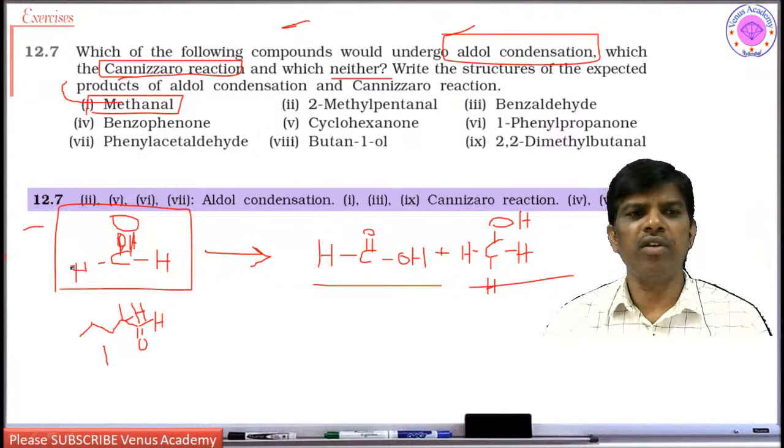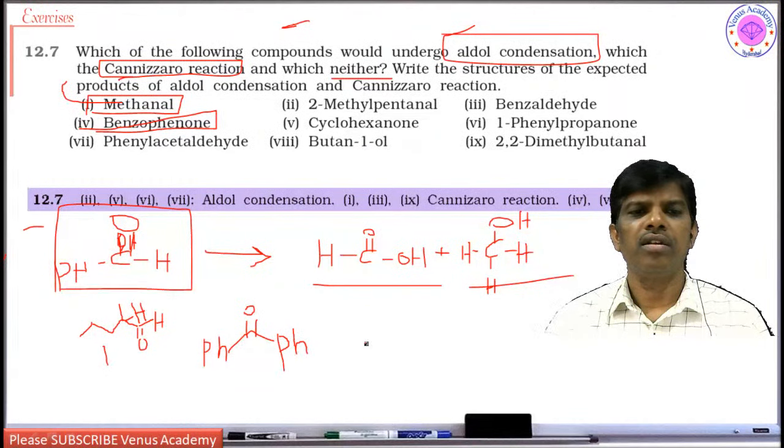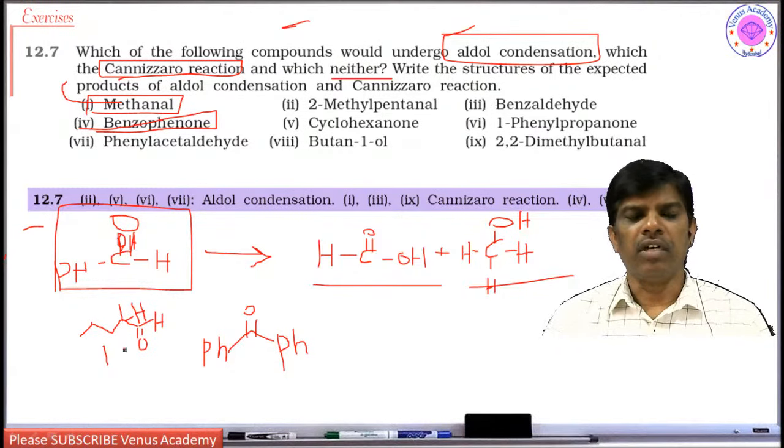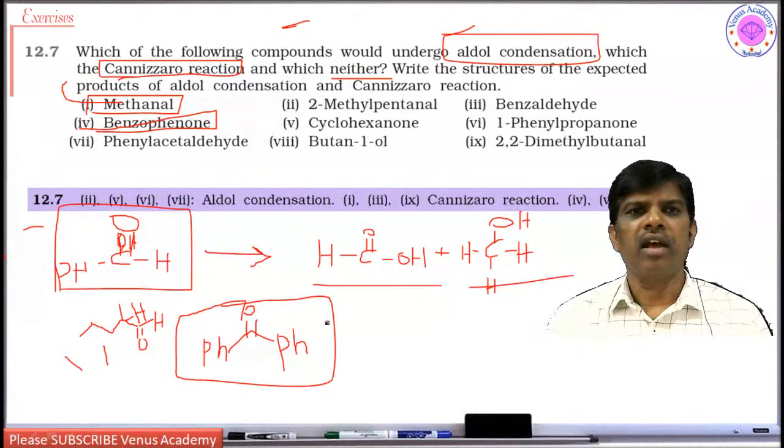Benzaldehyde is not going to have alpha hydrogen, it is a phenyl group here, so benzaldehyde undergoes the Cannizzaro reaction. Benzophenone, just now what I said, benzophenone is the compound. Is there any alpha hydrogen? No. Sorry, it is not benzylic acid. So benzophenone is not going to undergo aldol or Cannizzaro reaction. I am sorry students. So benzophenone is not going to undergo any of these two reactions.